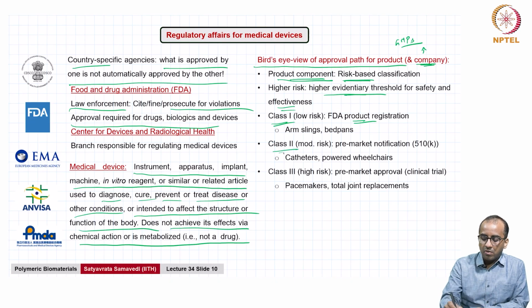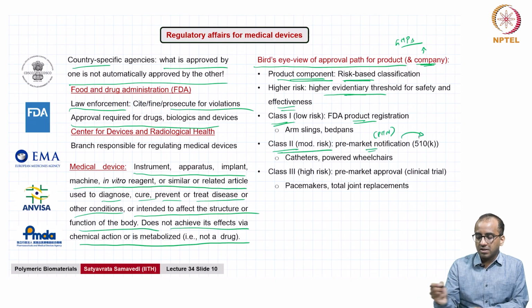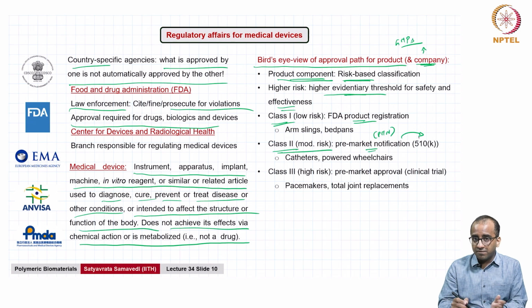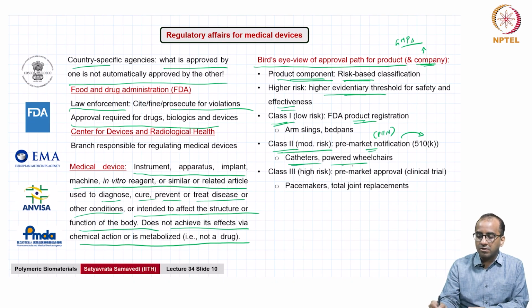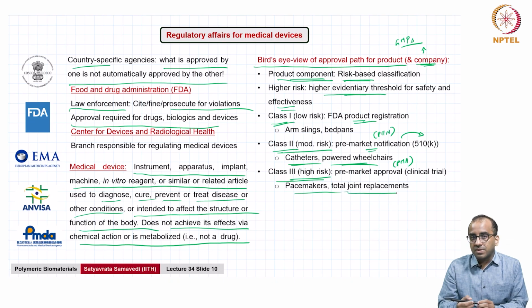Class 2 is a moderate risk medical device, which requires a pre-market notification, in short PMN, and this is also the 510(k) pathway that we have continuously alluded to throughout this lecture, details of which we will look at on the next slide. Examples that are cleared through this include catheters, powered wheelchairs, etc. And of course, there is the class 3 high risk category, which requires pre-market approval or PMA, which specifically involves clinical trials, and examples include pacemakers, total joint replacements, etc.